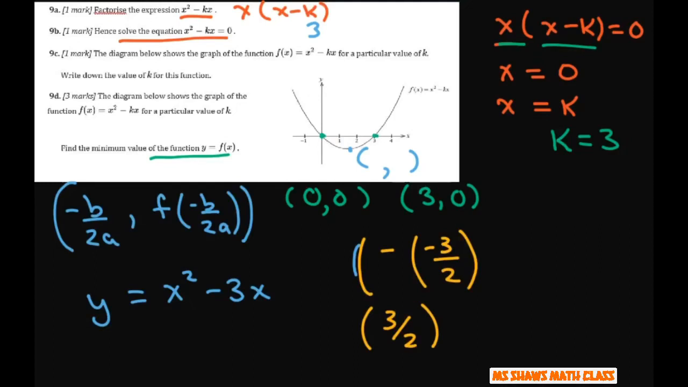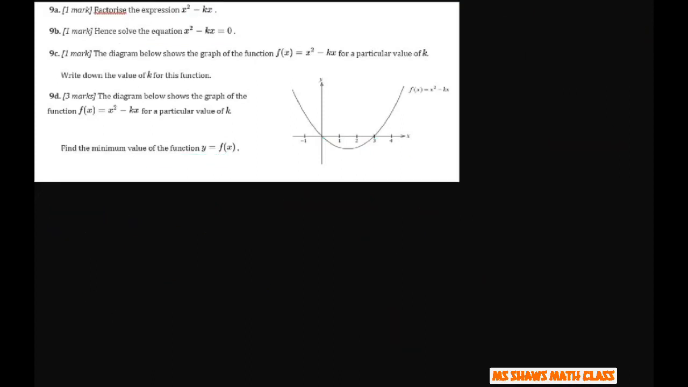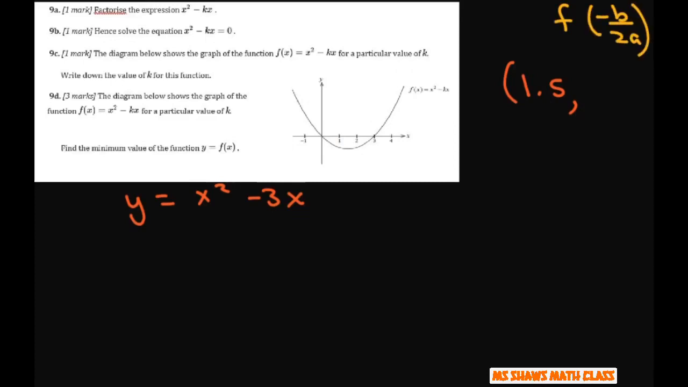And then, to find your y, let's do that on another sheet. So to find your y, we have y equals x squared minus 3x. So we know our x value is 3/2, so we can write it as 1.5. So to find your other value, just plug it in, because we're doing f of negative b divided by 2a. So y is going to be 3/2 squared minus 3 times 3/2.